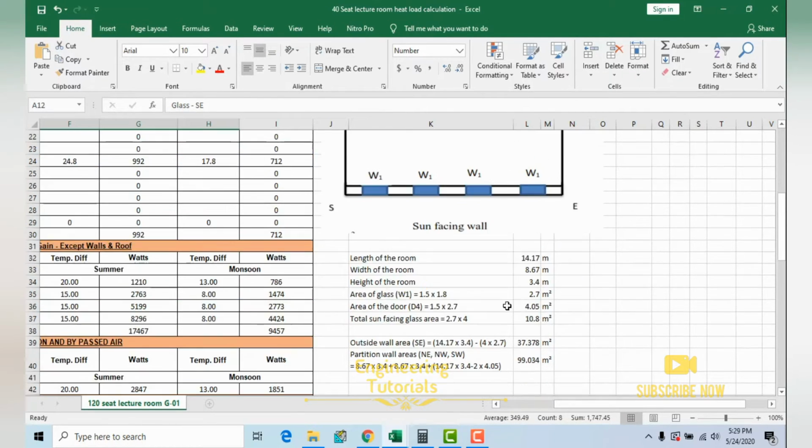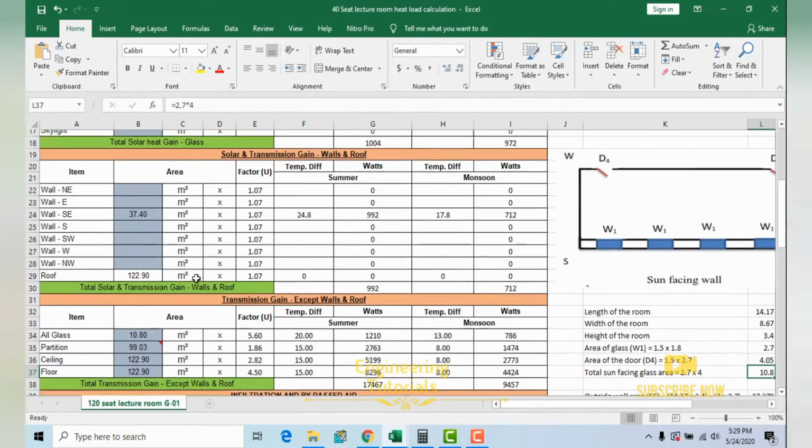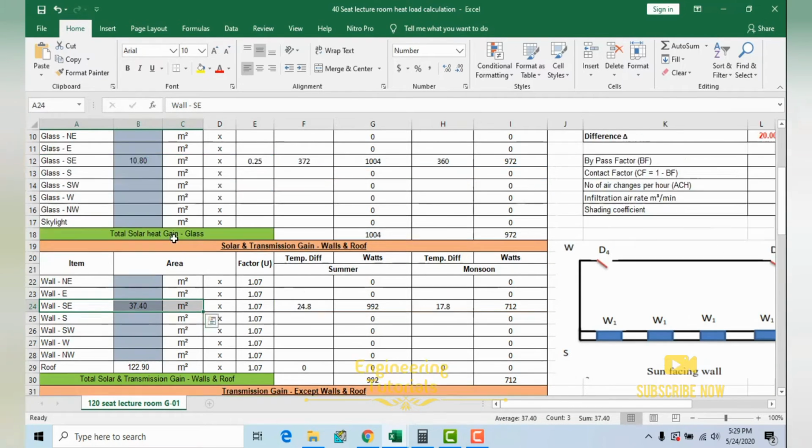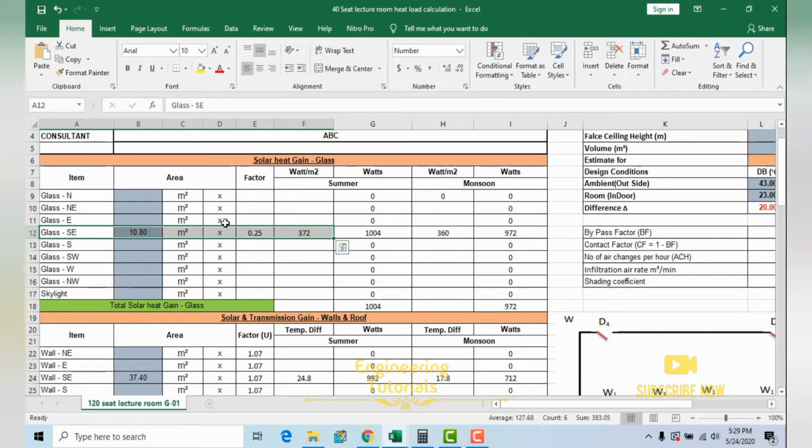1, 2, 3, 4, and one glass area is 2.7, so 4 glass area is 2.7 into 4, that is 10.8 square meters. So since we have only one glass, that is X in the wall, this one solar heat gain for the glass, since we have only one glass and its area is 10.8 square meters, and U factor, it's not the U factor, this one you can get from the table.